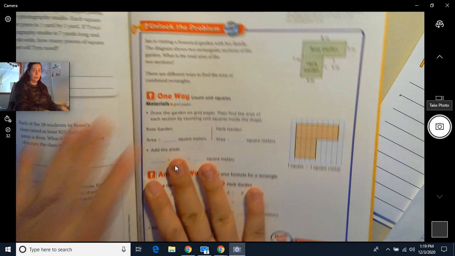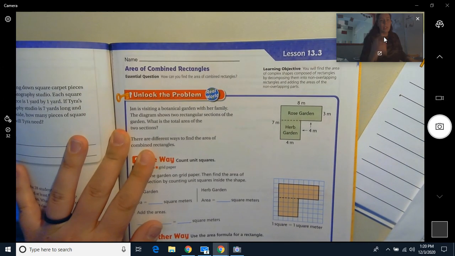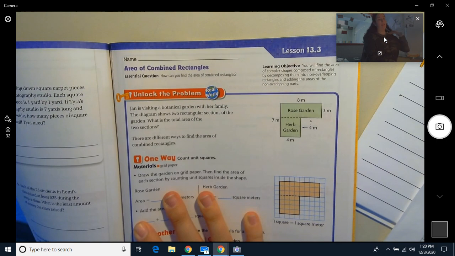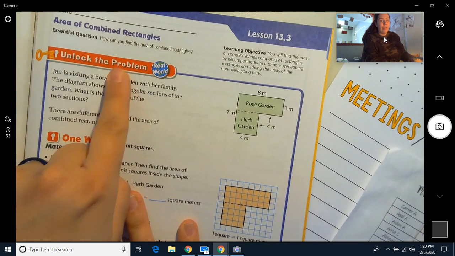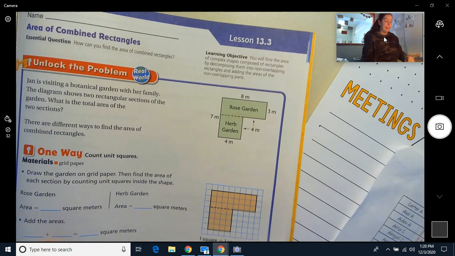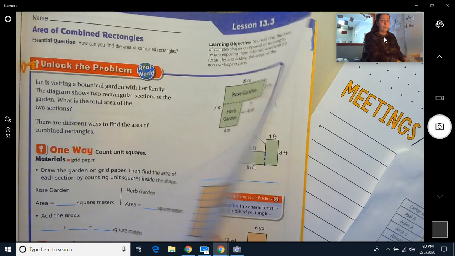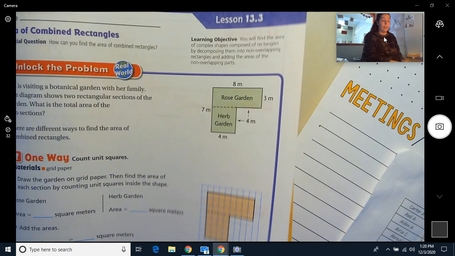Okay, on page 729, I'm going to move this over. We're going to get started. Our essential question, what we should be able to answer by the end, is how can you find the area of combined rectangles? So if you look at your lesson a little bit ahead, we're dealing with shapes we have not dealt with yet, but we will work on that together, okay?